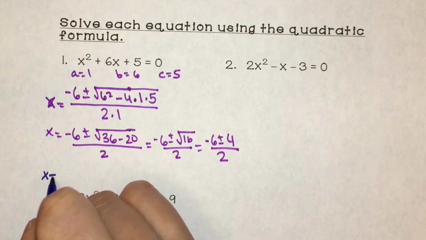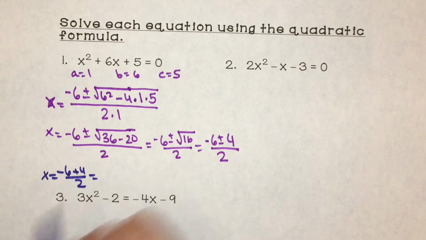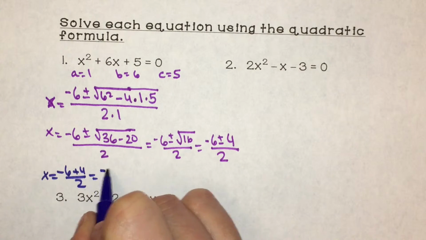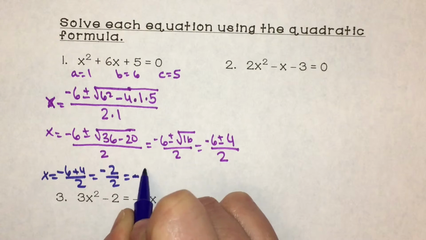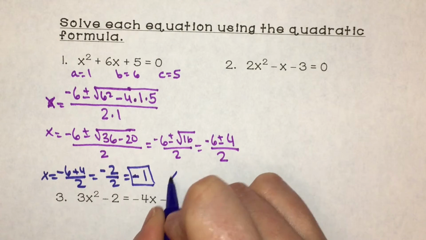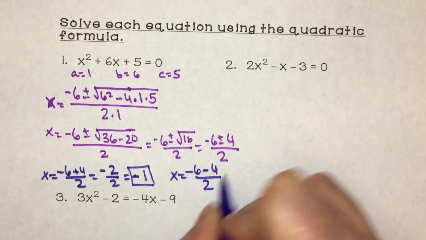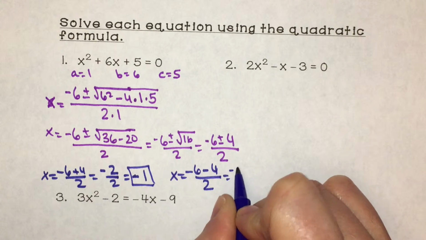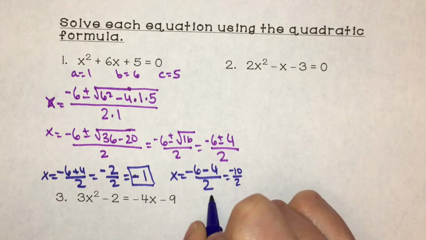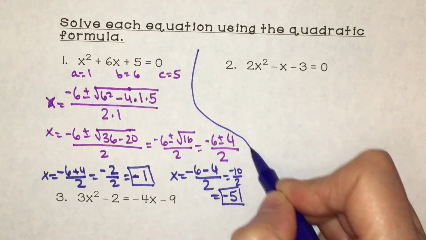We have x equals -6 plus 4 over 2, which reduces to -6 plus 4 is -2 over 2. And -2 divided by 2 is -1. We also have x equals -6 minus 4 over 2, because remember we have plus and minus. -6 minus 4 is -10 over 2, which gives me -5. So both answers.